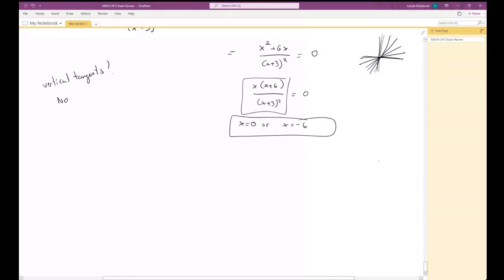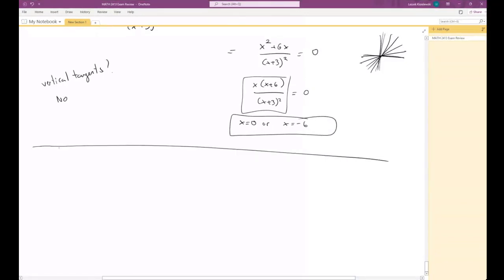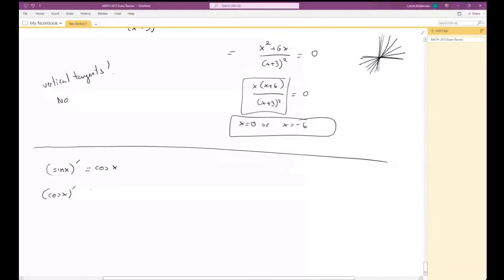And the last thing we should talk about is, of course, the derivatives of trig functions. So the derivative of sine, derivative of cosine.